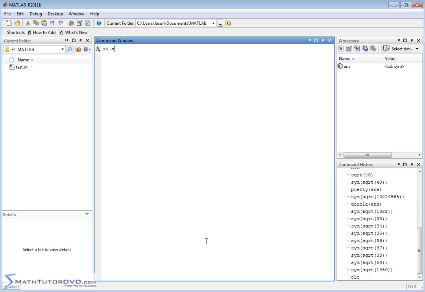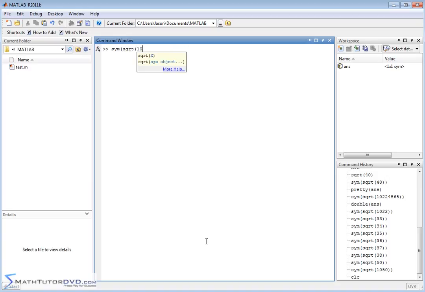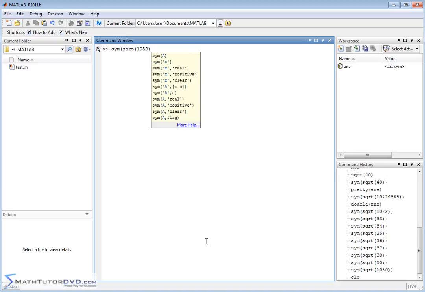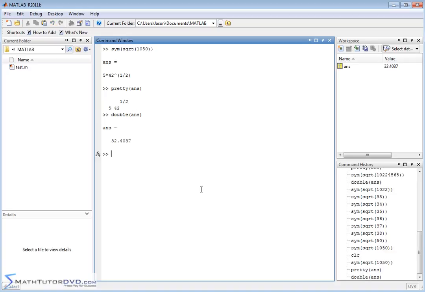What if we wanted to do, as another test, the symbolic representation of the square root of, let's say, 1050, something large? This is something that would take you a little while by hand to factor it all out, collect all the terms, and figure out what it all is. MATLAB quickly tells you it's 5 times 42 to the power of 1/2, which, to visualize a little better, is 5 times the square root of 42. And if you require that in decimal form, you can always just type double answer. It converts whatever you want to a decimal. So the answer is 32.4037.